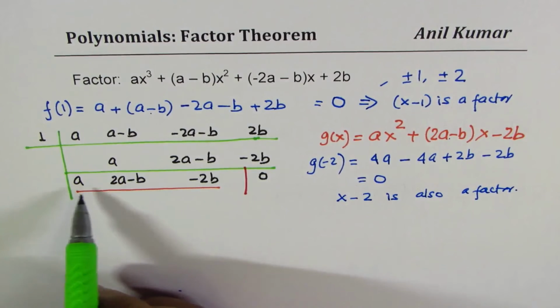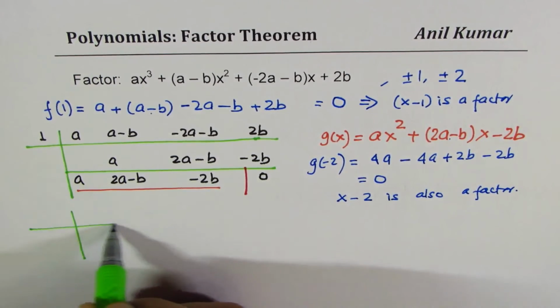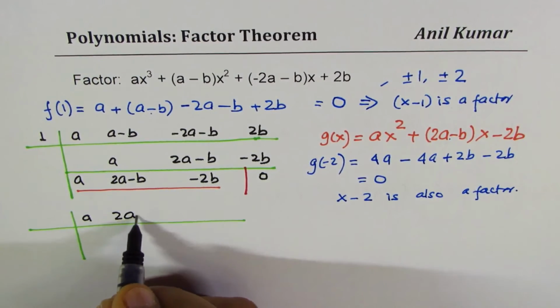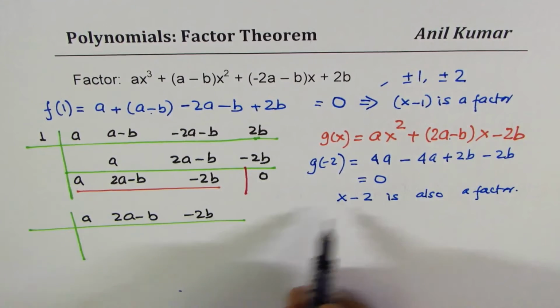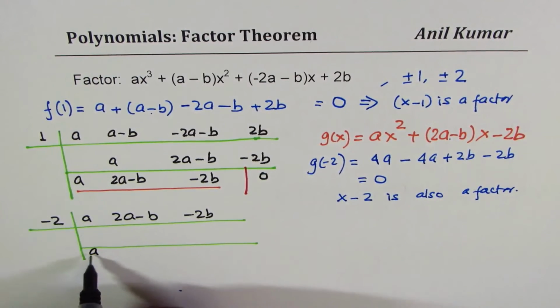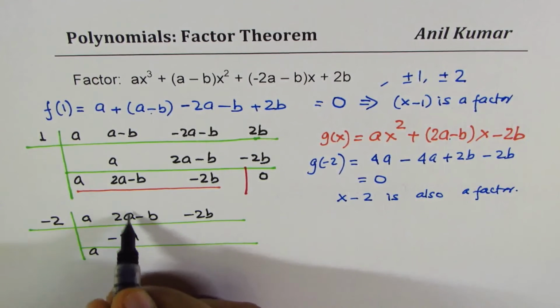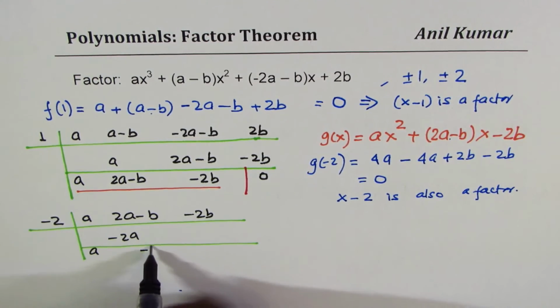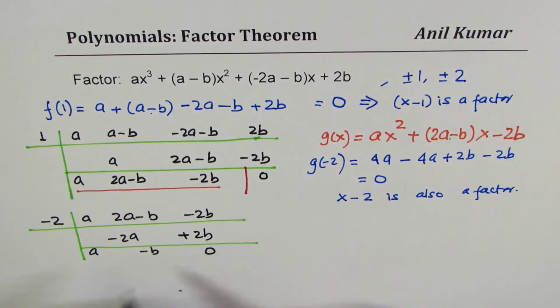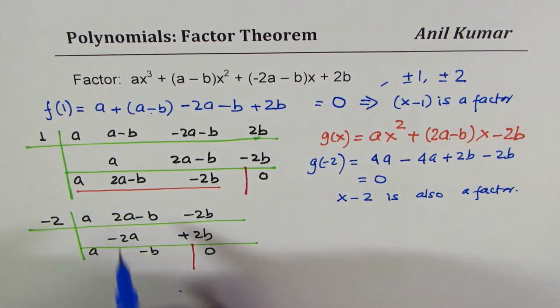So let's do synthetic division with this expression this time. We are going to write down the same coefficients, which are a, 2a minus b and minus 2b, and divide by minus 2. Bring down a, multiply by minus 2, so we get minus 2a, add, they cancel. You're left with minus b, multiply, you get plus 2b. And as expected, you get 0 as your remainder. And that's your linear expression.